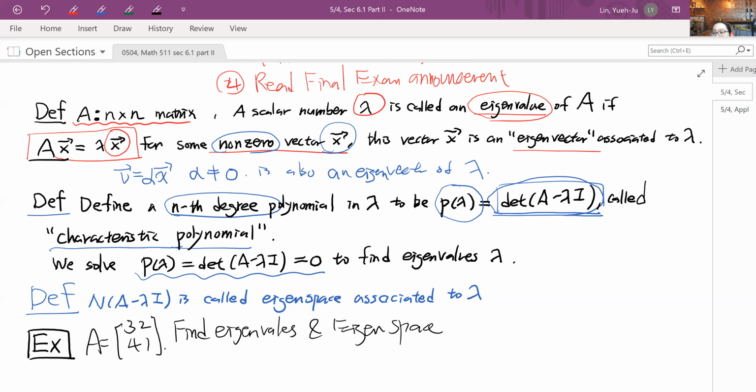Depending on how much time we have left today, I really want to be able to at least demonstrate one example for complex root, even though it's not on the exam coverage.